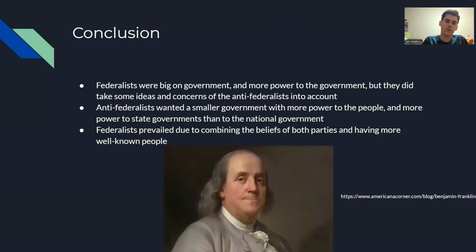So, our conclusion: Federalists were big on government, more power to the government, but then they eventually did take some ideas and concerns of the Anti-Federalists into account. The Anti-Federalists wanted a smaller government with more power to the people and more power to the state governments and less to the national government. And then the Federalists prevailed due to combining the beliefs of both parties. And also, like I said, I believe they just had more well-known people, which also played a role in that.